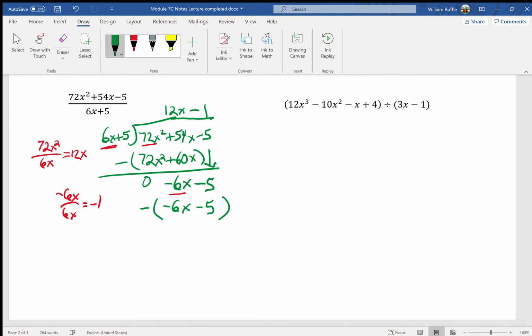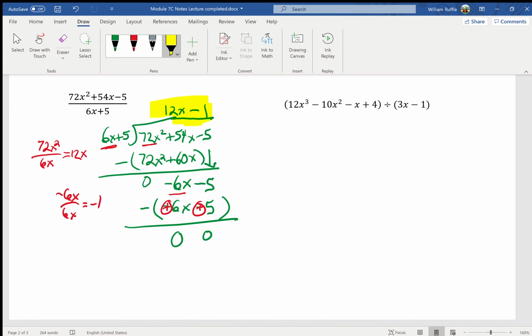And remember, we're subtracting both of these. So really, these both turn into positives, don't they? So negative 6x plus 6x is 0. Negative 5 plus 5 is 0. So this actually goes in evenly. And this is my answer.